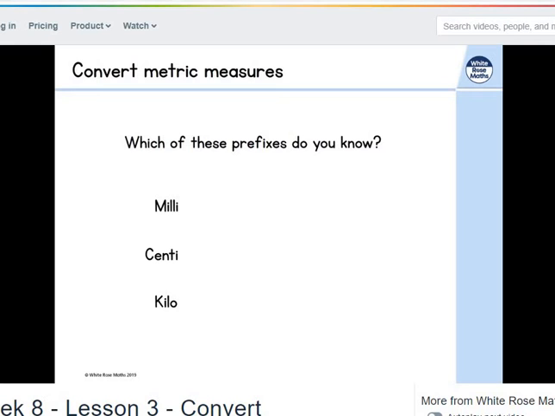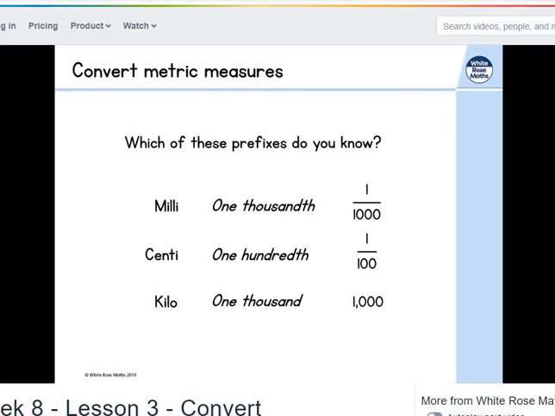Well, you might know about milli. Milli means 1,000th. Centi means 100th, and kilo means 1,000. The difference between a kilo and milli: we represent a milli as 1 over 1,000. Centi is 1 over 100, and then a kilo is 1,000 of that thing. That's quite helpful to know these things.